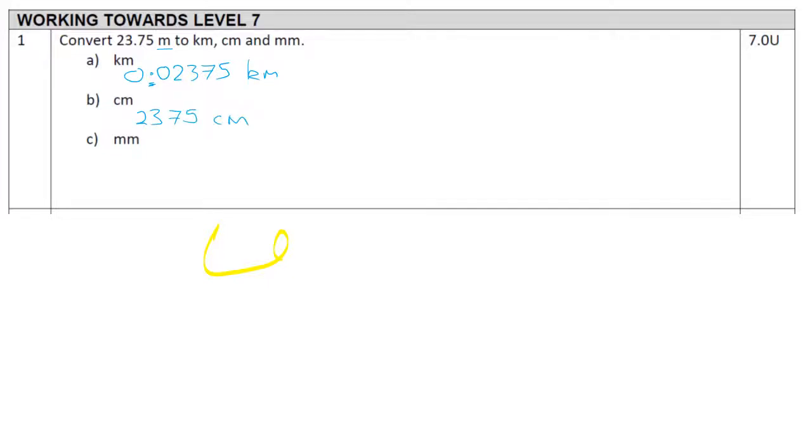For the last one, there's two ways you can think about it. One of them is there's 1,000 millimeters in a meter, so you multiply the original value by 1,000, or you multiply our answer for centimeters by 10, so 23750 millimeters.